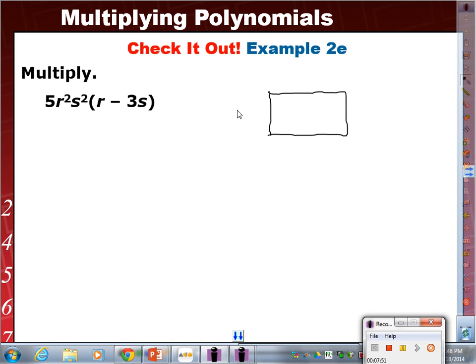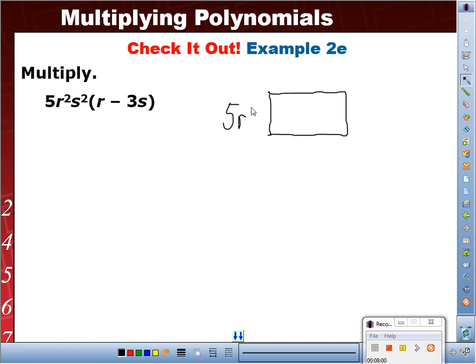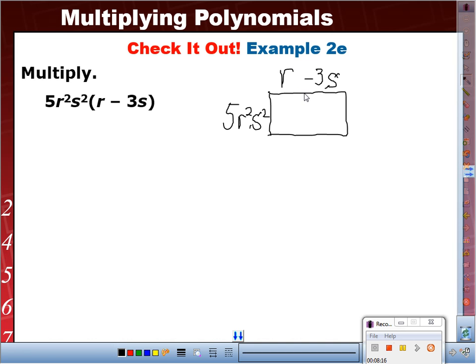Here we go. So here on this side we write 5r squared s squared, and above that we write r minus 3s. After the first term, everybody look up. What's the first term here? R. After that, you're going to draw a line down. And now we broke down this rectangle into areas, right? So find me the areas, please.